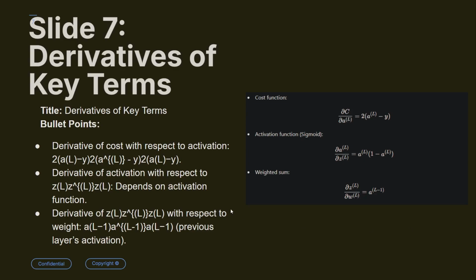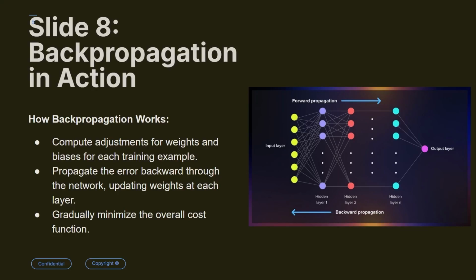Now, for the next slide. So, next, once we have these derivatives, we can use them to adjust the weights and biases. For each training example, we compute the necessary adjustments to the weights and biases to minimize the overall cost function. This process is known as backpropagation.